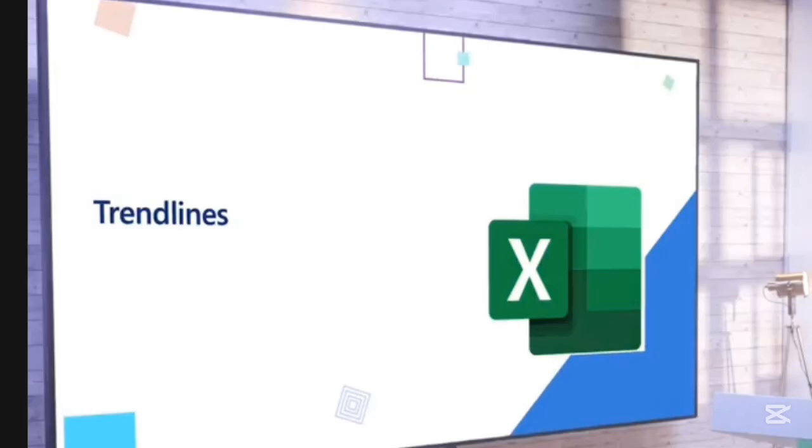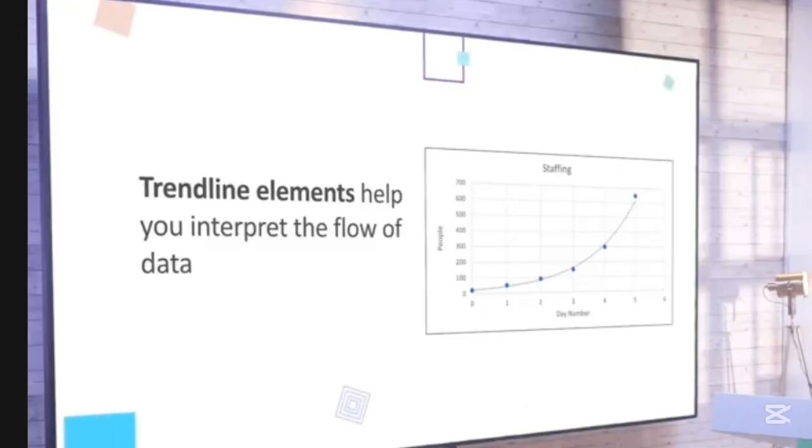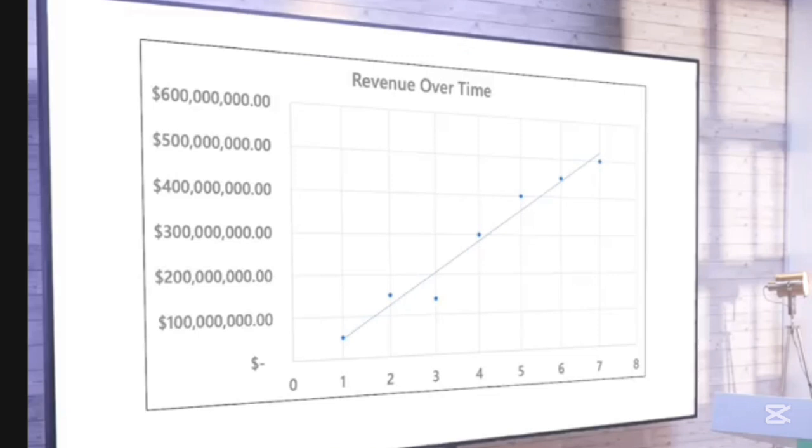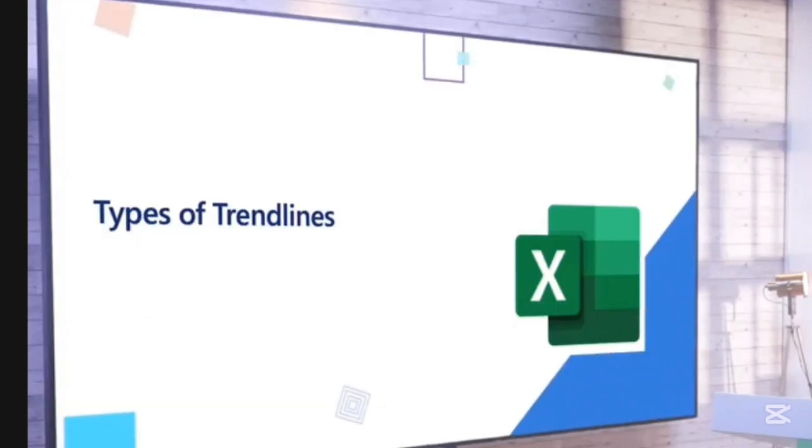Let's take a look at trend lines. A trend line is a straight or curved line element that can be added to your chart. It is typically used to show a trend over time. A trend line helps the reader to understand and interpret the flow of data. It answers questions like, are our sales going up or down? There are several different types of trend lines to choose from. Let's look at a couple of examples.